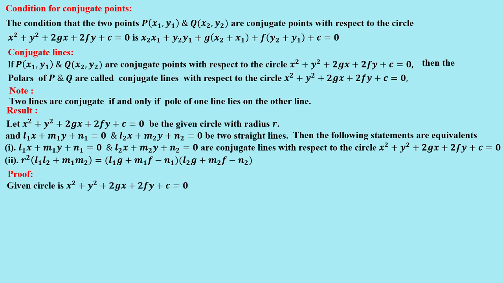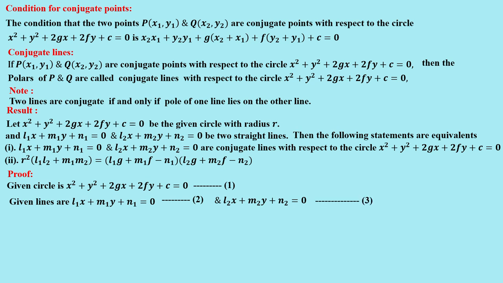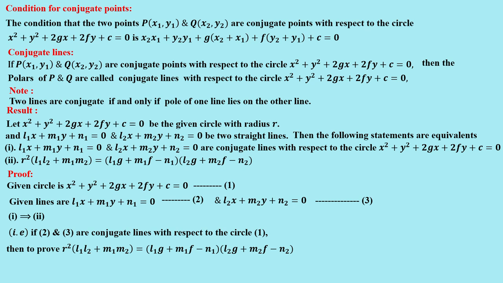We'll see the proof. Given circle is x² + y² + 2gx + 2fy + c = 0, that is equation number 1. Given lines are L1x + M1y + N1 = 0, that is equation number 2, and L2x + M2y + N2 = 0, that is equation number 3. So 1 implies 2. We are going to prove that if 2 and 3 are conjugate lines with respect to the circle 1, then r²(L1L2 + M1M2) = (L1g + M1f − N1)(L2g + M2f − N2).